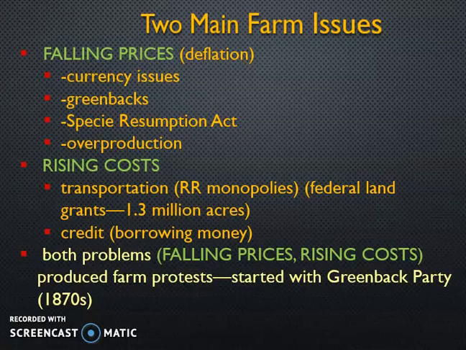Second issue, major issue, falling prices first. Second issue is rising costs. So railroads, is basically all railroads here. They are charging farmers, in some cases, so much for transporting their grain from the Midwest to the East Coast markets to sell that the train companies were making more money than the farmers were, quite a bit more money. And then it was harder and harder to borrow money was another issue.